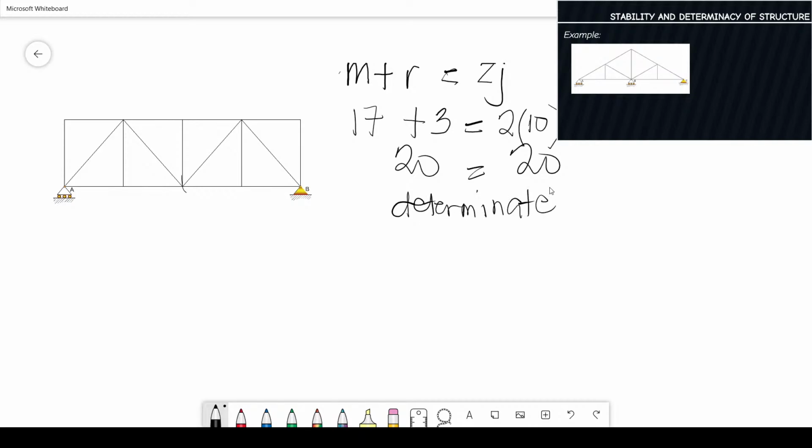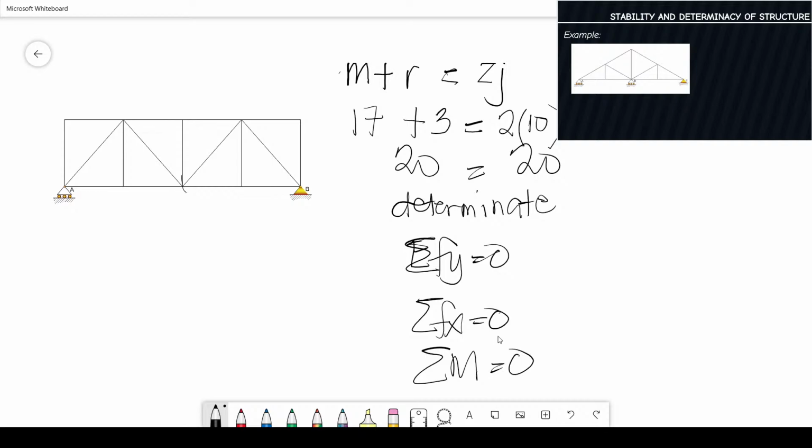determinate. So, meaning, we can get every stresses in each member of this truss. So, kaya naton makuha tanan using only the static equilibrium equations, the summation of Fy is equals to 0, summation of Fx equals to 0, and the summation of moment is equals to 0. Okay. So, but this discussion will only be dealing with this type of truss. So, meaning, M plus R is equals to 2J.